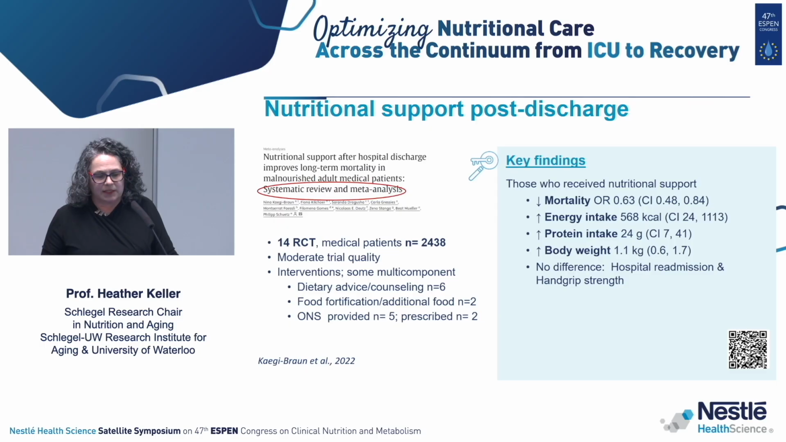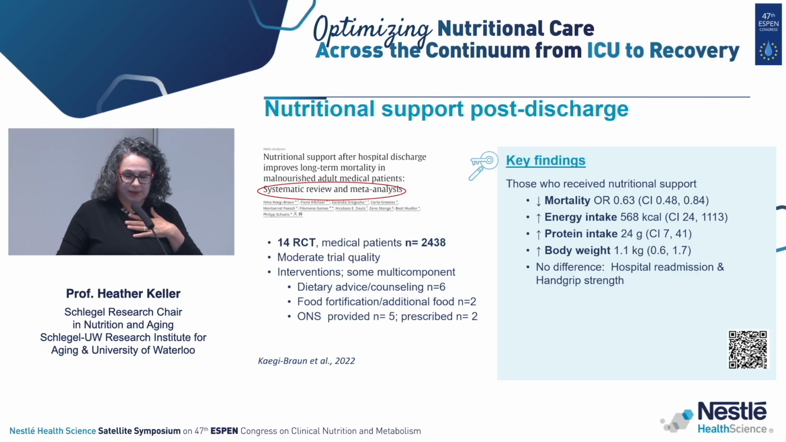So here we have a systematic review of post-discharge patients: 14 randomized controlled trials, medical patients only, over 2,000 of them, moderate trial quality. You can see the interventions were typically multi-component, but some were also just individual components. Dietary advice and counseling was in 6 of the papers, food fortification and additional food was in 2 papers, ONS provided was in 5, and prescribed was in 2.